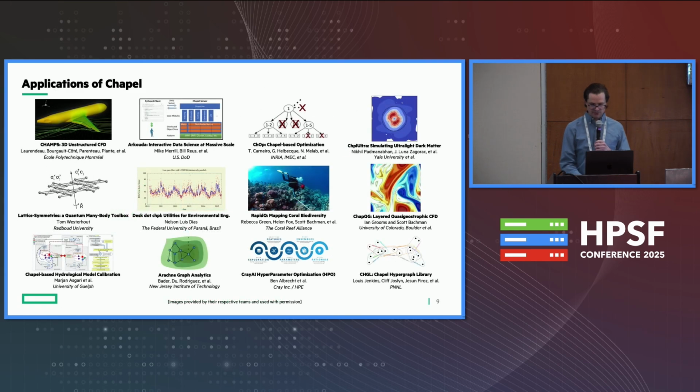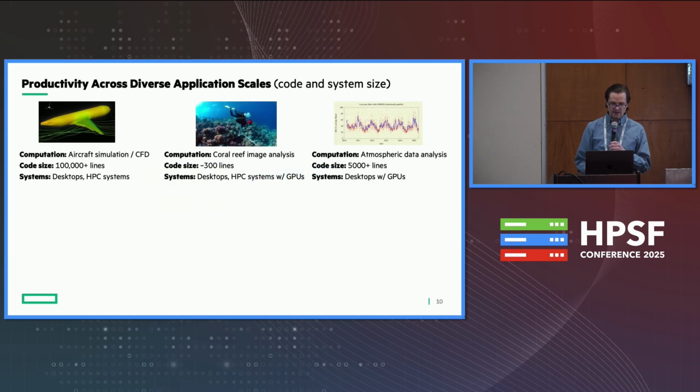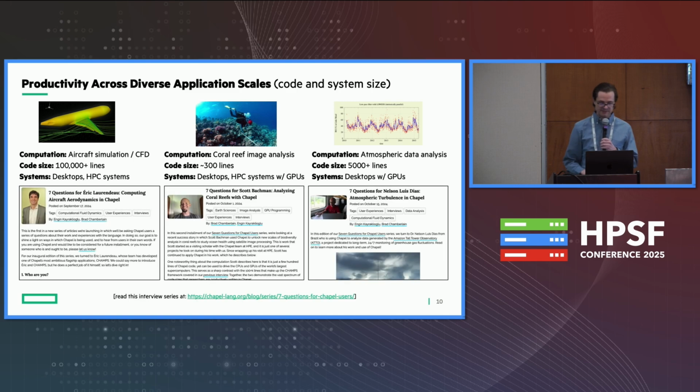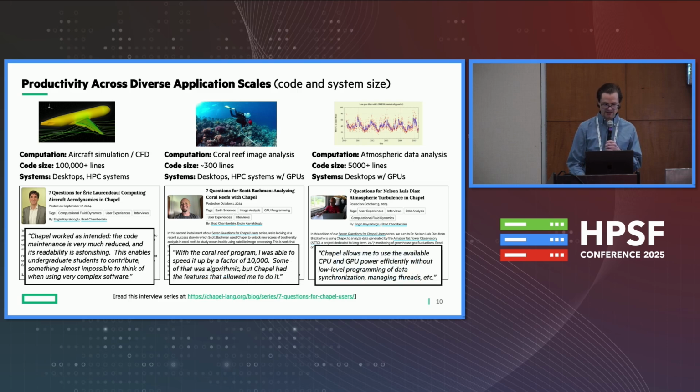Here's a chart with a bunch of users of Chapel. I'm going to focus in on 3 of them. These users of Chapel go across a bunch of different domains. We have CFD, image analysis, data analysis. Their sizes are very different. Some of them are just doing work on desktops, some of them on HPCs. We have a blog series interviewing our users. I'm not going to read the quotes for time right now, but you can check that out from our website.